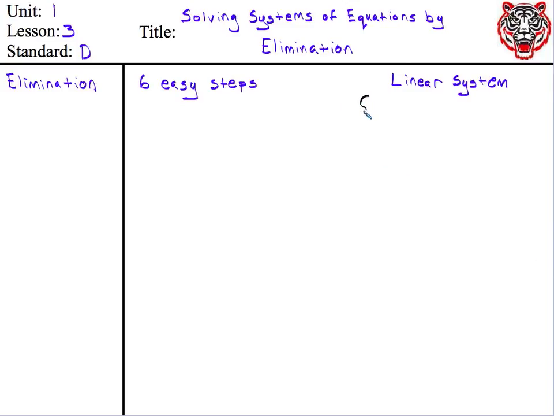So my problem, I'm going to write it over here in my linear system, is going to be 3x plus 2y is equal to 7. That's the first one. And here's the second one. Negative 2y minus 2x is equal to 4.